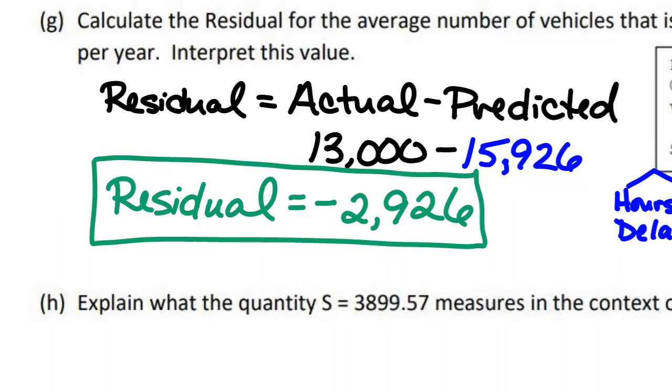How would I interpret that? You could say the least squares regression line overestimated by 2,926 hours, or you could say the actual hours of delay is 2,926 lower than predicted.